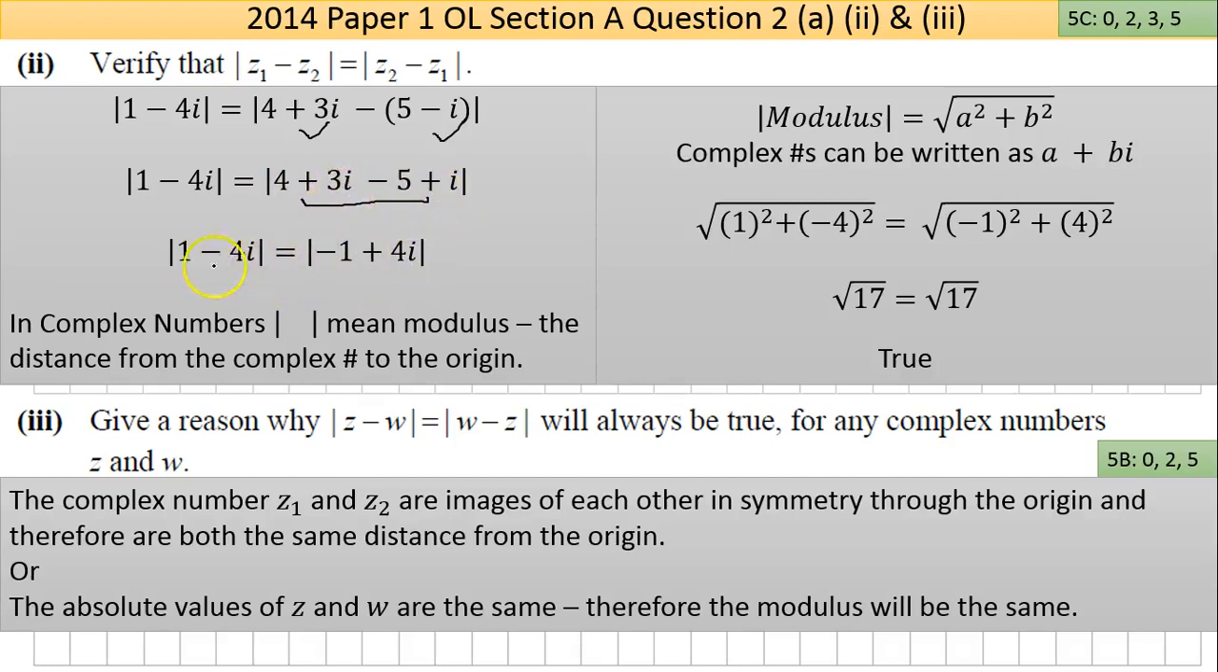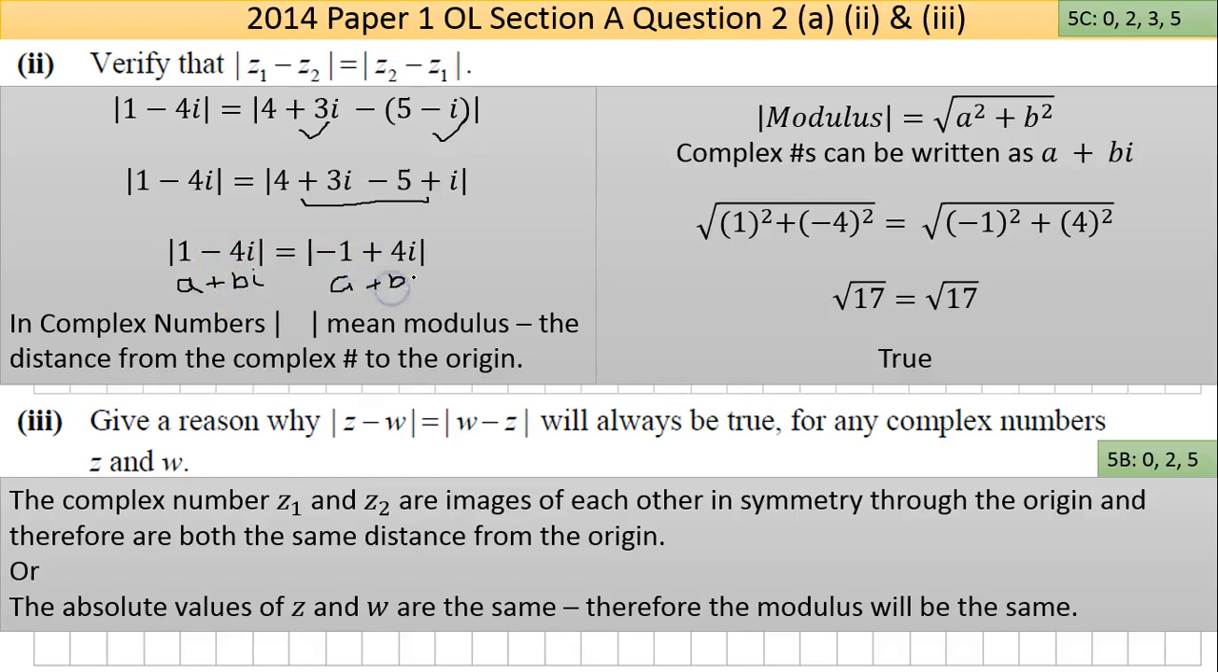And they're saying it's the modulus of 1 minus 4i, the same as the modulus of minus 1 plus 4i. Now, a complex number is written in this form, a plus bi. The a is 1, the b is minus 4. Same thing here, a plus bi.